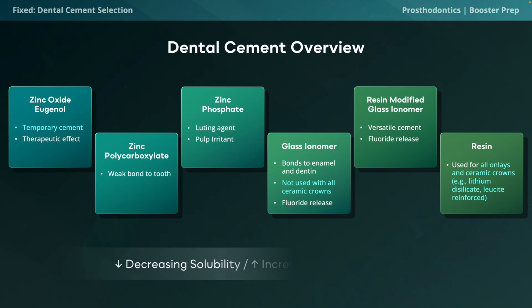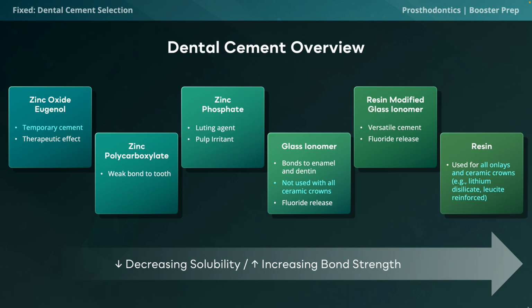Okay, I also want to note that from left to right, these cements decrease in solubility while increasing in bond strength. So the resin cements are not only the strongest, but the least soluble. And that makes sense because zinc oxide eugenol on the other end of the spectrum would be the most soluble.